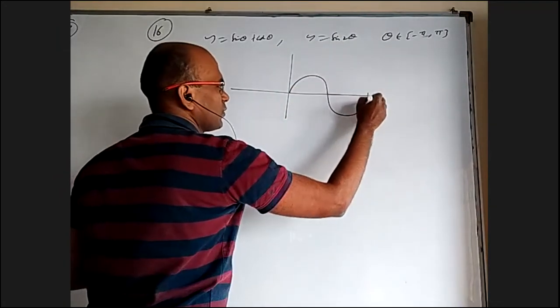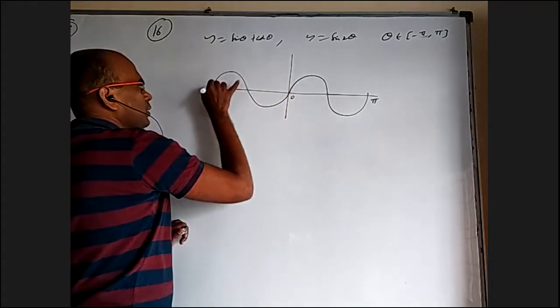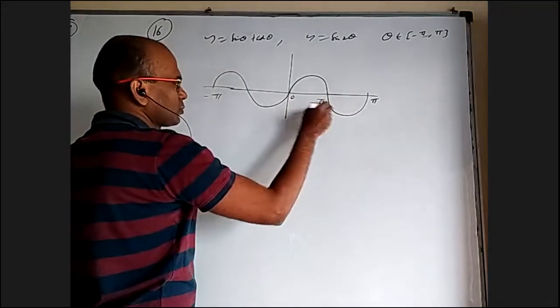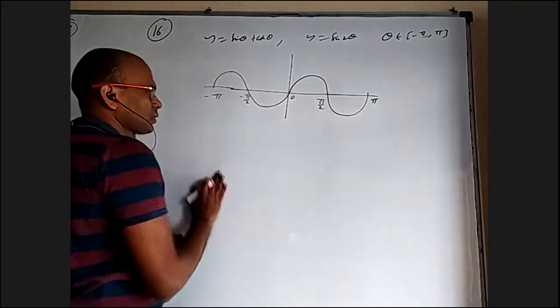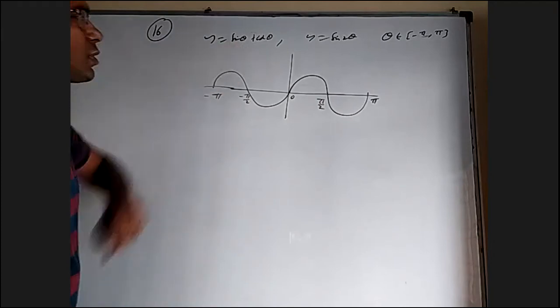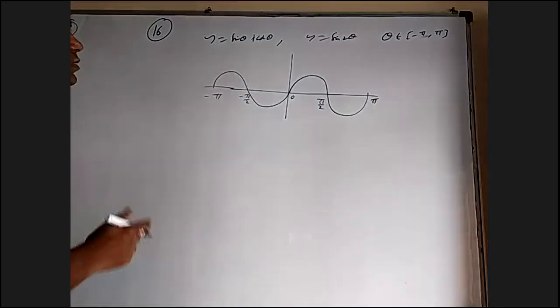So here one wave where this is pi, this is 0. Another wave there, this is minus pi. Okay, this is pi by 2. This is the graph of sine 2 theta. What is the graph of sine theta plus cos theta? Between minus pi to pi, it will cover only one wave. And the starting is also a little problem.